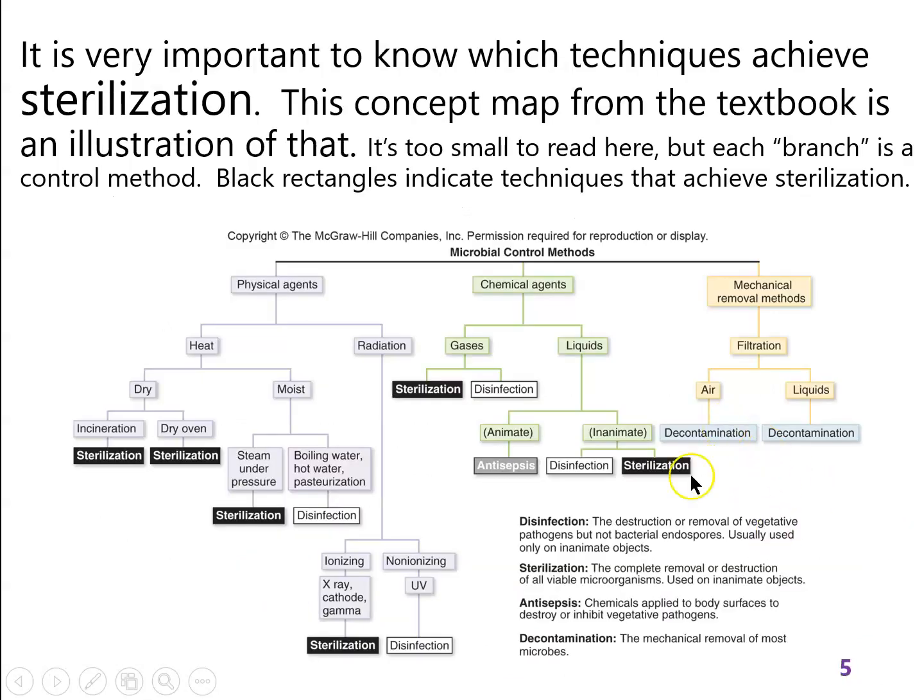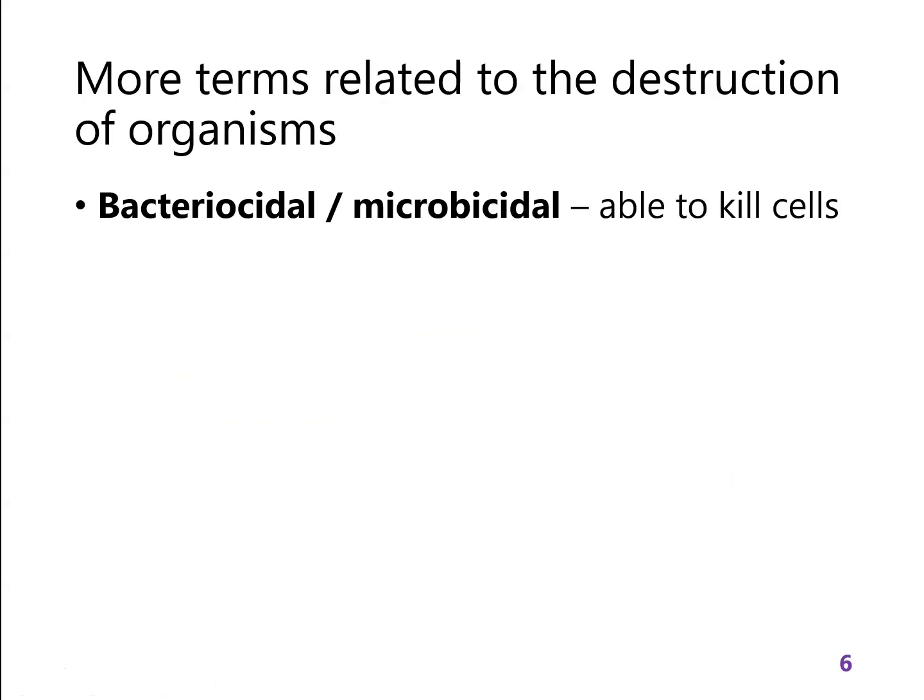So this is a concept map from the textbook, and it's too small for you to see in the slides. It's not that important. But what it's showing is physical methods for microbial control, chemical agents, and then mechanical ways of removing microorganisms. And these black bars tell you which ones are capable of sterilization. That one should have a black bar. So the point here is they're showing how important it is to know whether a technique can fully sterilize something or not.